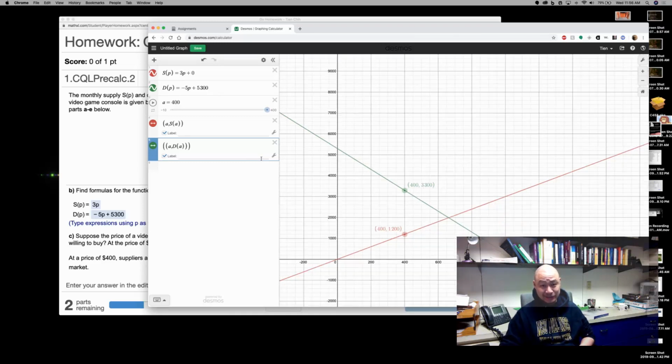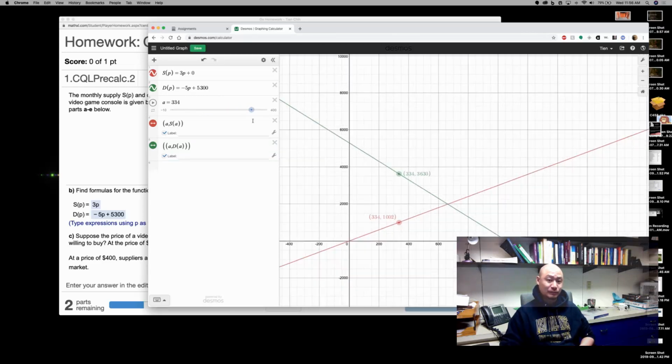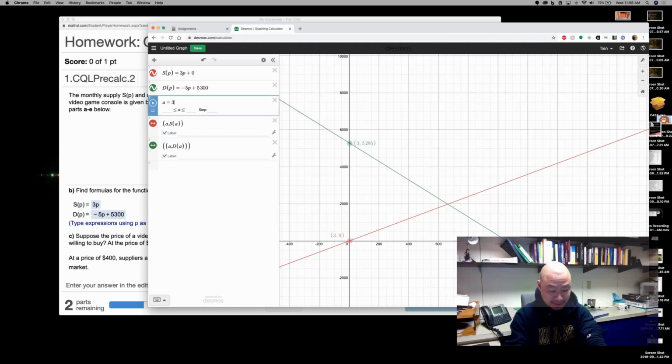And what I can do now is, if I want to know about any other price point, I could just change what A is. It'll tell me how much is supplied, how much is demanded. That's equivalent to plugging those numbers in for P, but I'm too lazy for that. Since I've already done this work, I may as well just let the computer do that part for me. And if I wanted to enter in a specific number, I can go ahead and punch that in, and it'll give it to me here.